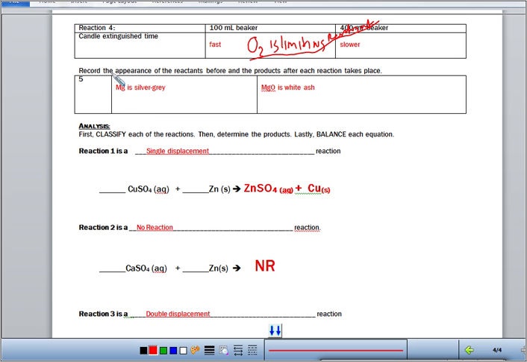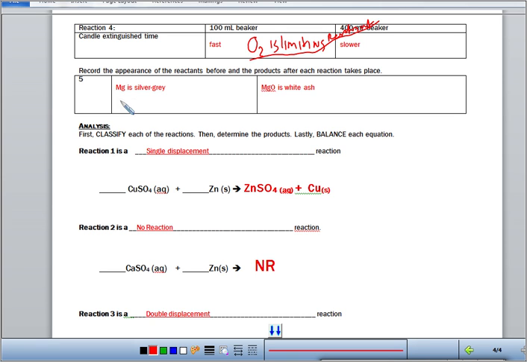Okay. Now here it says record the appearance of the reactants before and the products after each reaction takes place. Well, in number 5 we're talking about magnesium. So we took magnesium ribbon, and that's kind of a silver gray, certainly metallic looking little strip of metal, and we put that baby in the Bunsen burner and lit it up, and it gives off an extremely bright flame. But then what you have left is this almost pure white looking ash. Well, that's magnesium oxide. Okay, that's almost pure magnesium oxide, and so we had a drastic difference.